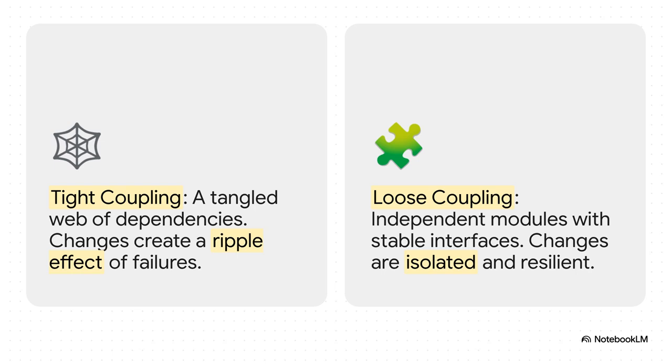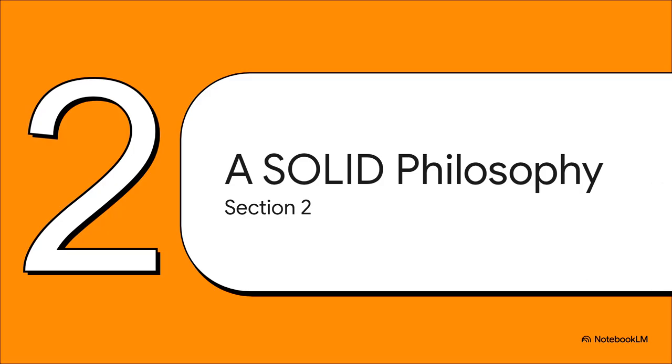Think of it more like Lego bricks. Each module is independent, self-contained. You can swap one out or change it, and the rest of the structure stays solid and stable. So, the big question is, how do we get there? How do we escape that tangled mess and build systems that are more like those Lego bricks?